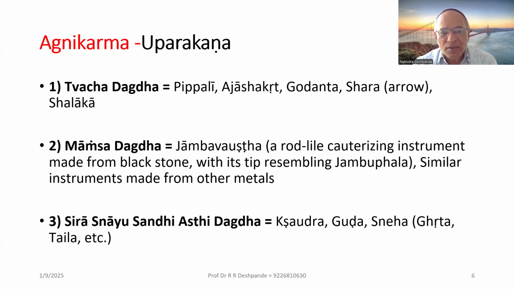Now the third is Sira, Snayu, Sandhi, Asthi Dagdha. So we are proceeding further. First we have seen Tvacha Dagdha, related with the skin. Then we talked about Mausa Dagdha, related with the muscles. And now we will talk about Sira, meaning blood vessels, Snayu, Sandhi, bony joints, and Asthi, the bone. Here we can use Ghrita, that is medicated ghee, or Taila, that is medicated oil, for doing the Agni Karma.